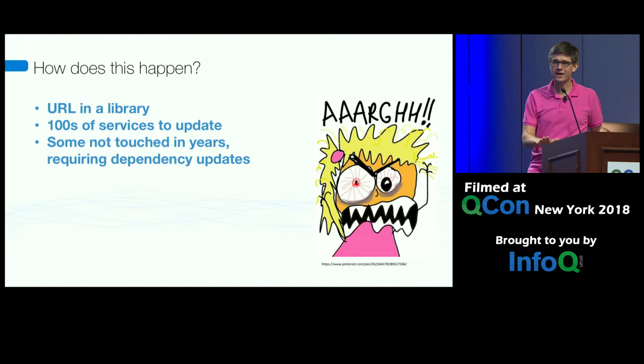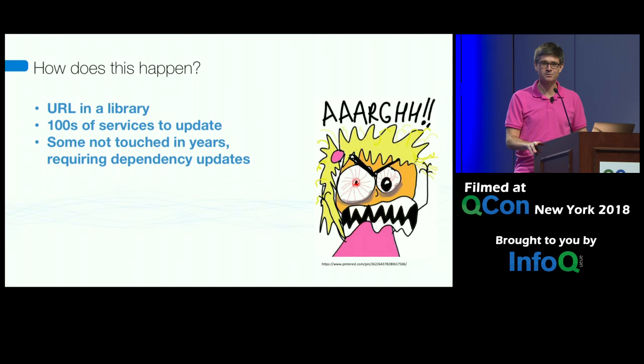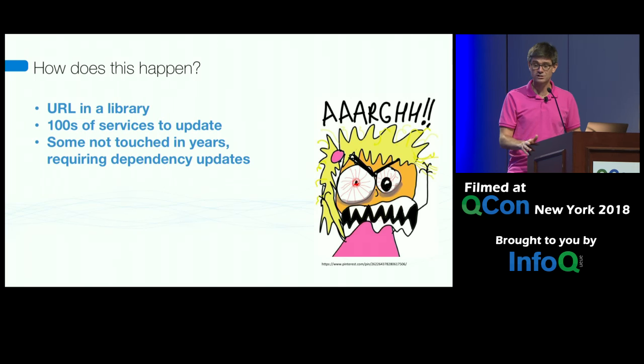In this particular case, this was a URL in a library. There were hundreds of services to update. Many of those services have not been updated in a long period of time, which means that updating that service means updating its dependencies, which just frankly takes time. It is actually the reality of the work to do it.